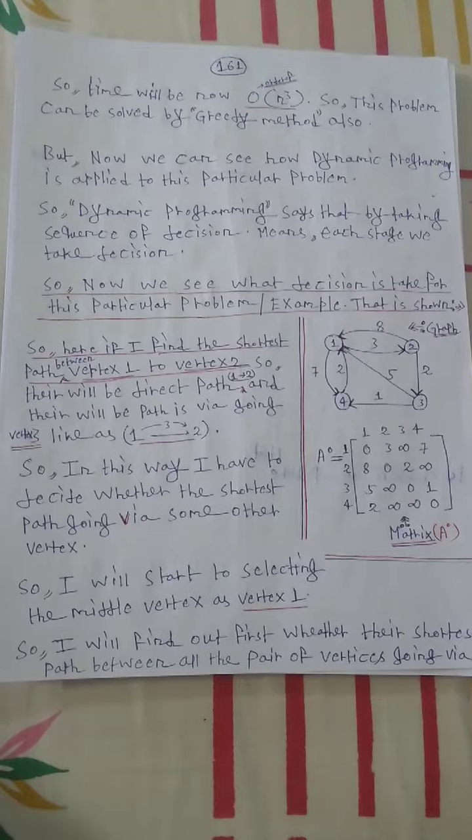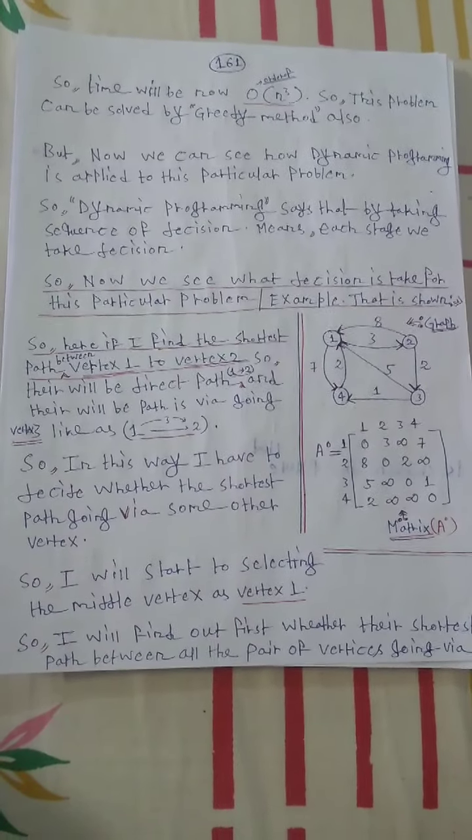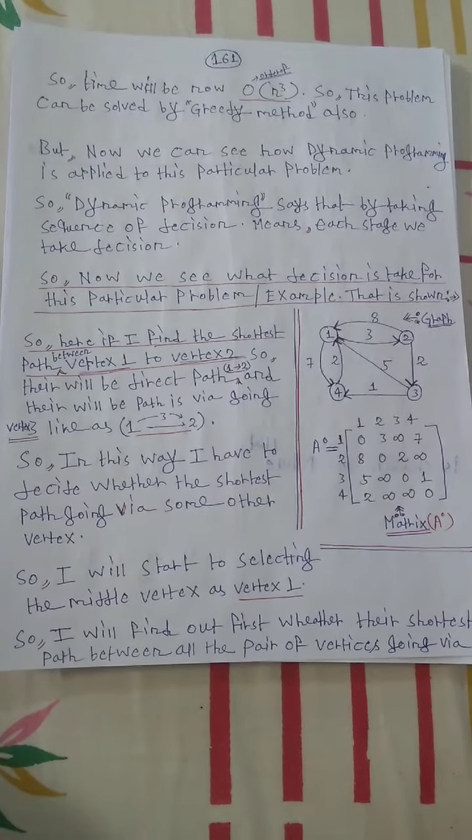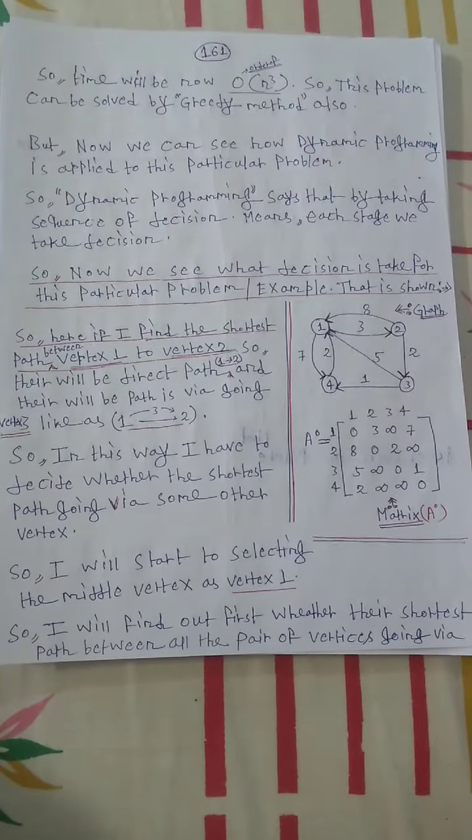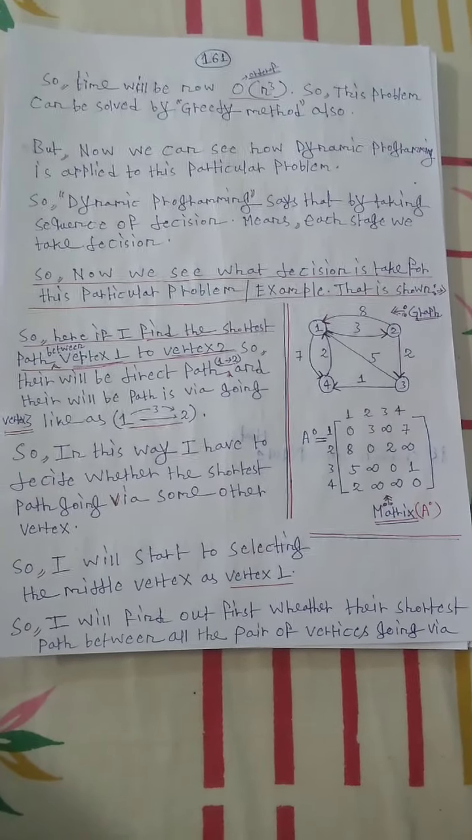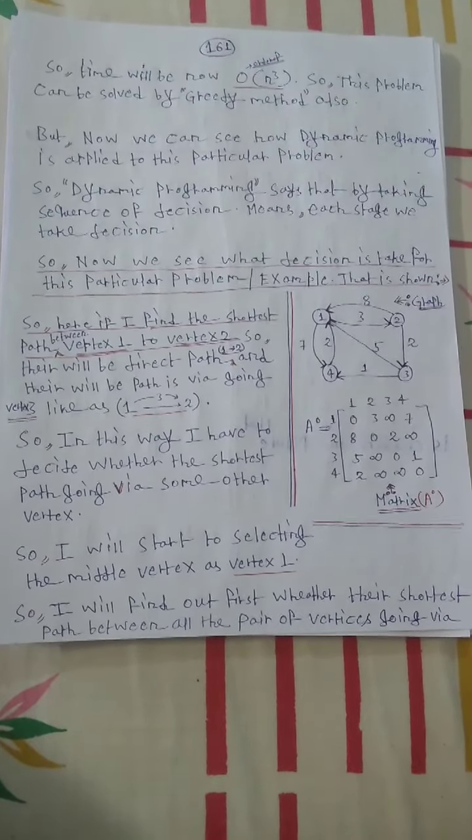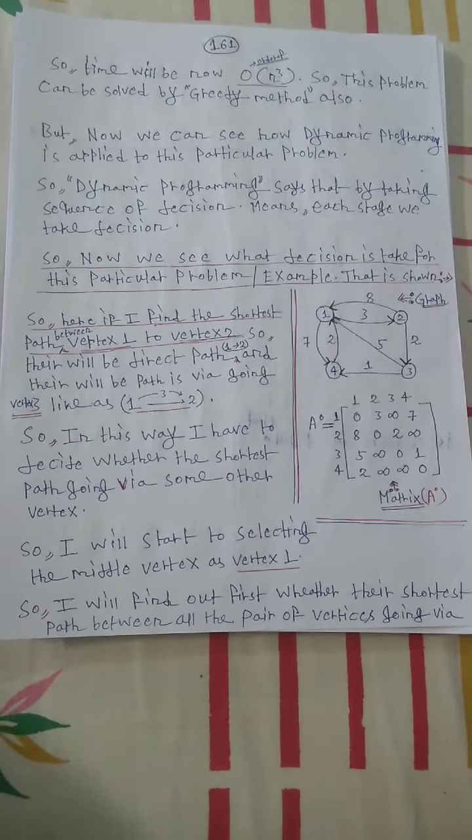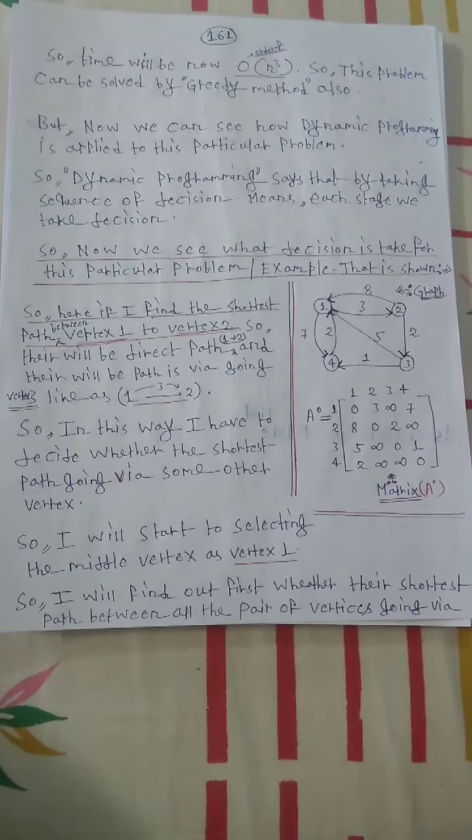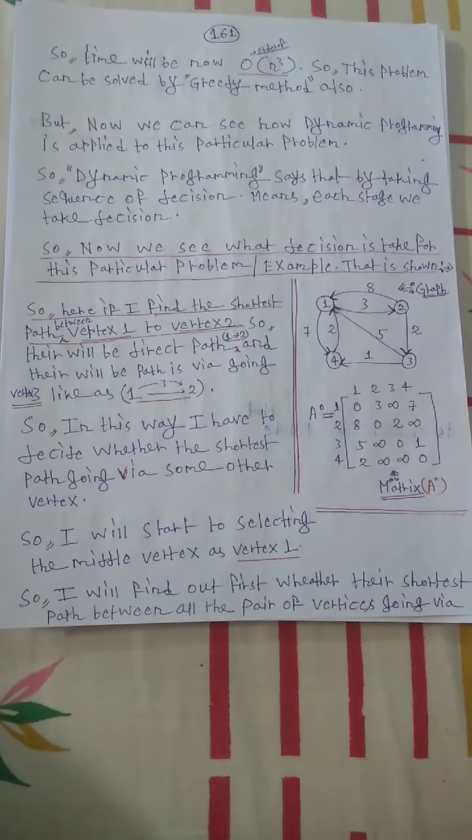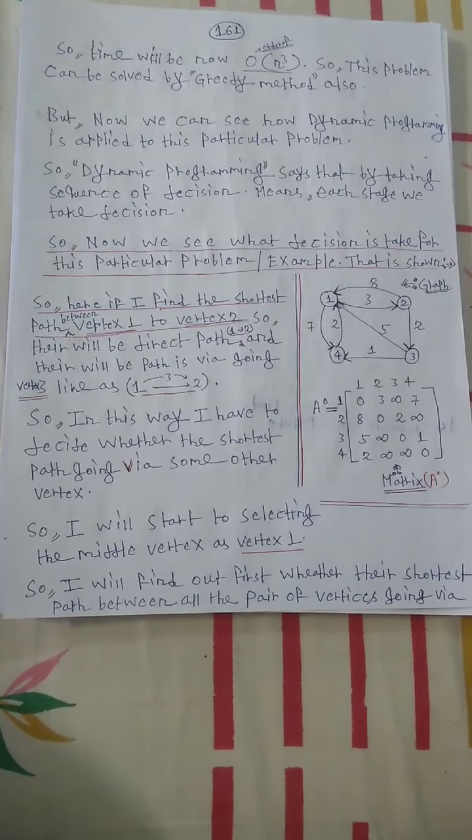Dynamic programming says that we take a sequence of decisions, that is, at each stage we take a decision. So now we see what decision is taken for this particular problem or example shown in the figure. If I find the shortest path from vertex 1 to vertex 2, there will be the direct path 1 to 2, and there will be a path going via 3, like 1 to 3 and then 3 to 2. So I have to decide whether the shortest path goes via some other vertex.